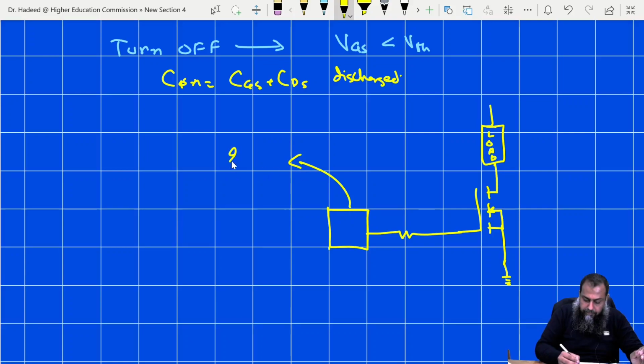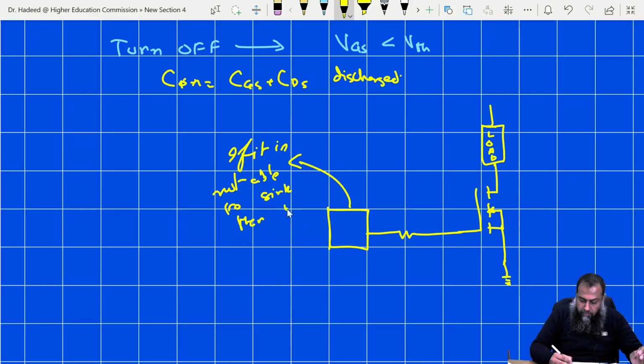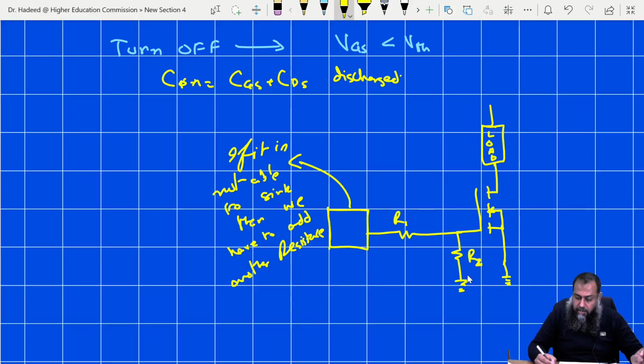if it is not able to sink, then we have to add another resistance, which is in the form of here. We need to use this particular resistance R2. So here we have this R1 and here we have this R2. Now this R2 is only required to discharge this input capacitor CGS, which is the gate to the source capacitance.